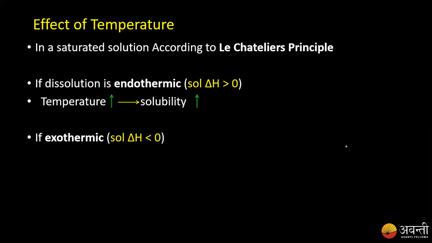So the reaction will try to go in such a direction where the heat can be decreased. If a reaction is exothermic in the forward direction, then it will be endothermic in the backward direction.